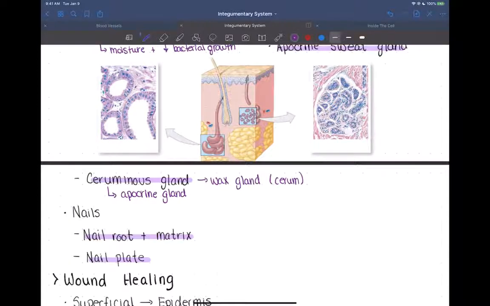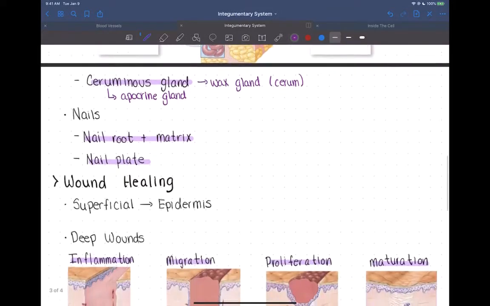And then our last accessory structure is the nails. So we're not going to spend a lot of time on the nails. They're pretty similar in the way they're arranged to a hair follicle, all right, to our hair. So we have our nail root, and it has a matrix. This is where that nail would grow from. All right, a lot of times it's called like the nail bed. All right, so mitosis, growth.